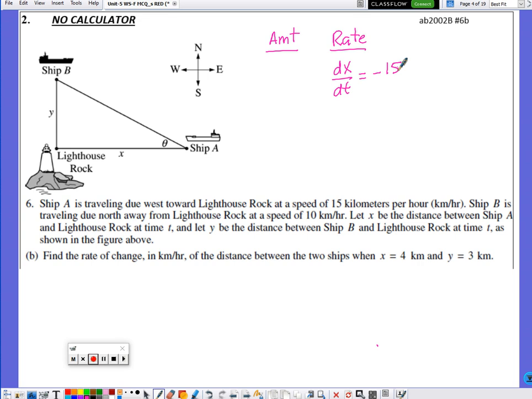Cool. Dimension y, because ship B is going north, that dimension is lengthening. So dy dt is going to be 10 positive. So that means the amount here is dimension x and dimension y. There's one other rate that is discussed in the problem. Raise your hand if you can tell me. What other rate did you read about in the problem? Therefore, we need to write down that rate.